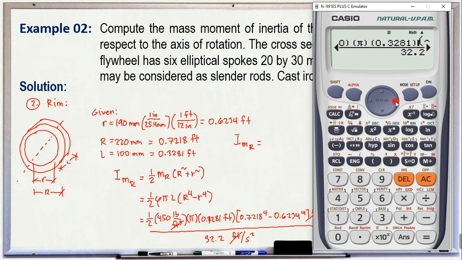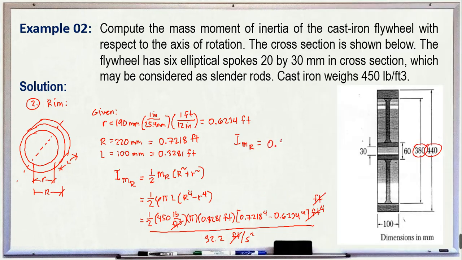Okay, syntax error. We forgot to put it down, so we need to bring it down, including the comma and the parenthesis. So, minus 0.6234 raised to the power of 4. The answer is 0.8672 pound foot second squared.